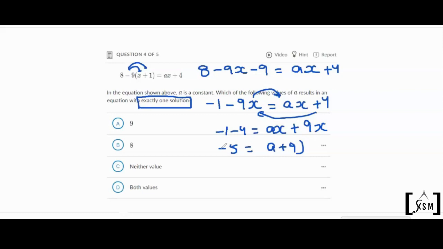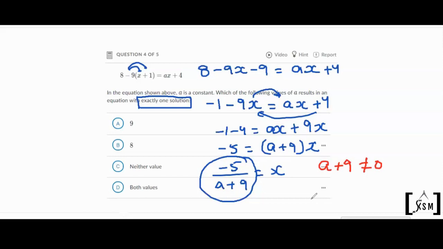Guys, please remember, they wanted exactly one solution. So to have exactly one solution in this form, the denominator should not be equal to 0, right? So the denominator is a plus 9 and that should not be equal to 0. We should have some value of x, okay? So the value of a should not be equal to negative 9. It could be negative, it could be 9, it could be 8, it could be 7, 5, 6, minus 1.1, anything but not negative 9.